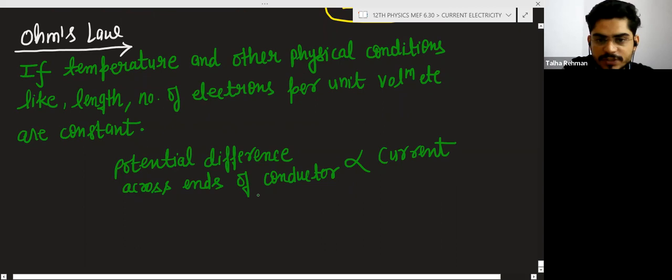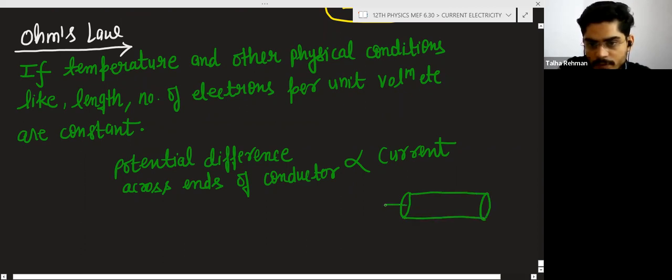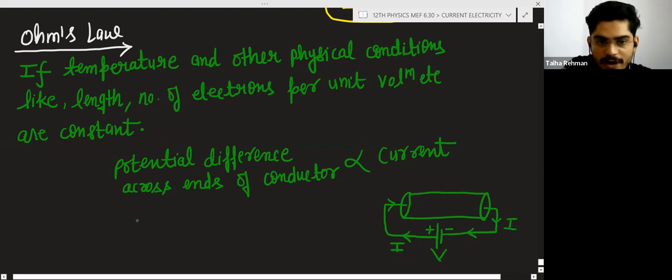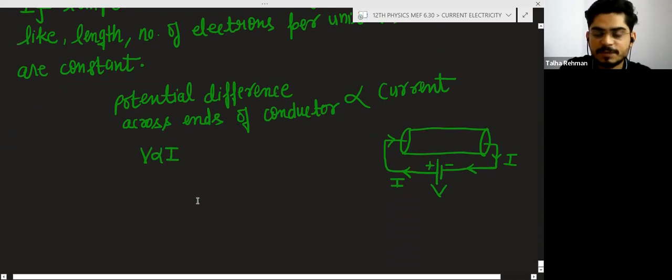So potential difference across the ends of the conductor means I am saying like this is the conductor and a battery is connected to the conductor, and V is the potential difference across the ends of the conductor, and I is the current flowing. Current is flowing from positive to negative, and it returns back to the negative terminal. So I can say V is directly proportional to I. I is current, V is potential difference.